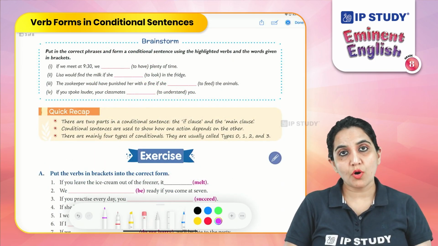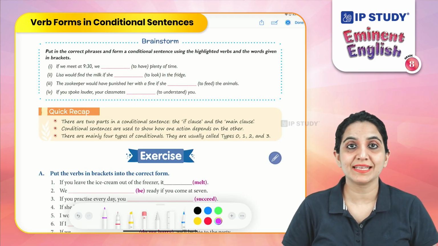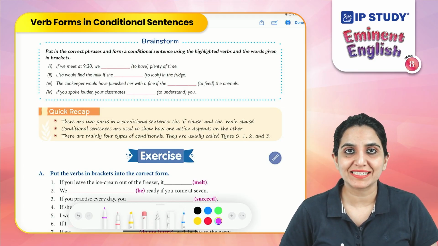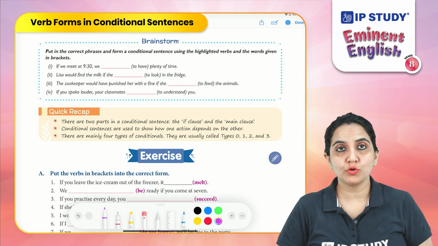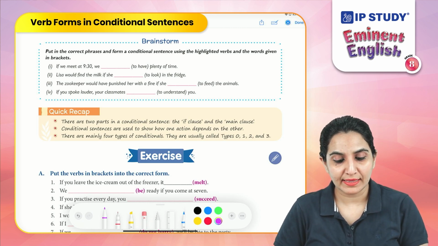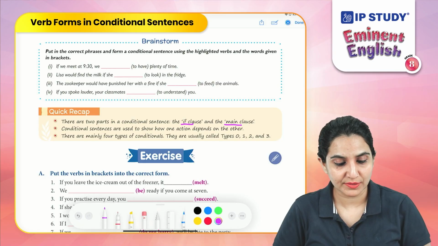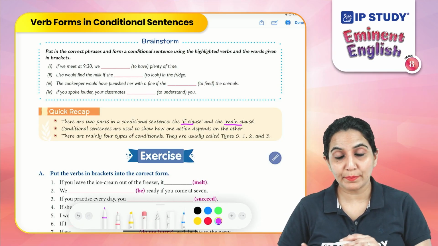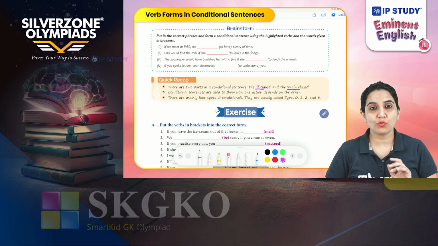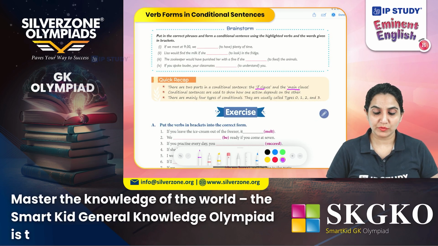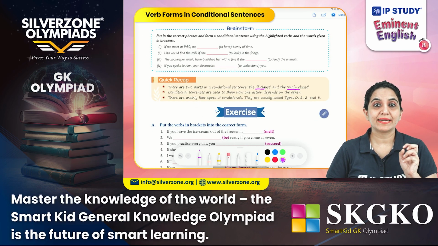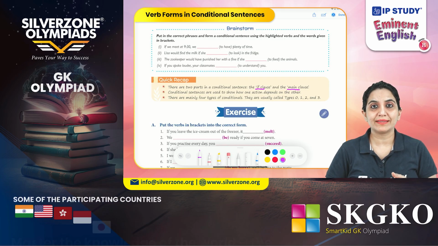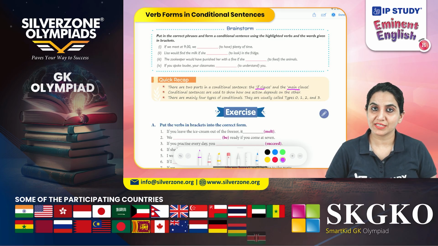So that was all about conditional sentences and verb forms in conditional sentences. Before we go, let us do a quick recap. There are two parts in a conditional sentence, the if clause and the main clause. Conditional sentences are used to show how one action depends on the other. There are 4 types of conditionals, type 0, 1, 2 and 3. Type 0 is the most common one, but type 1, 2 and 3 we use in different situations.